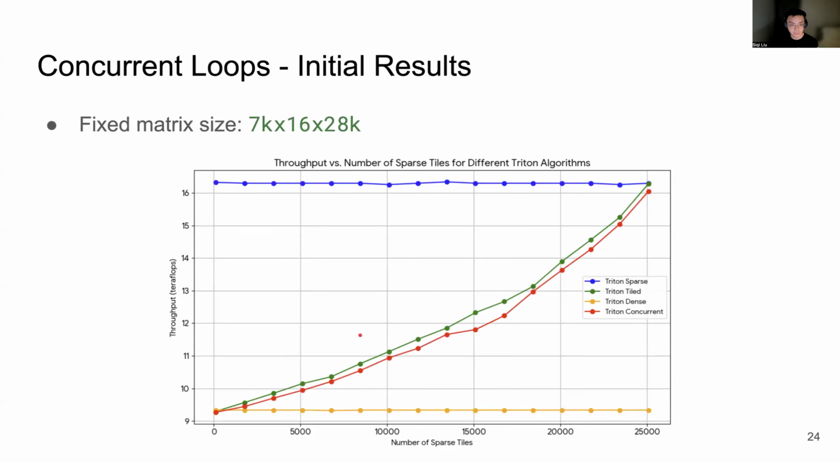So here are some initial results for a fixed matrix size. We can see the concurrent one is not performing as well as the sequential one. It is close, but this holds across basically all the sparsities. On the x-axis here, we're increasing the number of sparse tiles, so as we go from left to right, we're going from dense to sparse. But we can see across the board, the concurrent one is not performing as well as the sequential implementation.